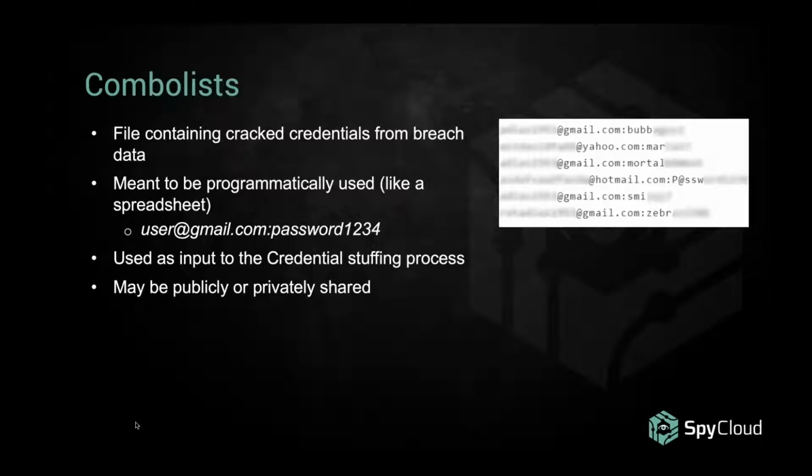So with combo lists, a combo list is essentially a text file that contains previously compromised credentials, what we were just talking about, that come from previously disclosed breaches. You can think of a combo list sort of like a CSV file, like a spreadsheet. No one really reads a combo list just with their eyes. It's meant to be used with these criminal tools, much like spreadsheets are meant to be used with Microsoft Office. You can see here, a combo list is just a list of email address, colon, and then whatever that user's password was. Again, this is used as input to the credential stuffing process.